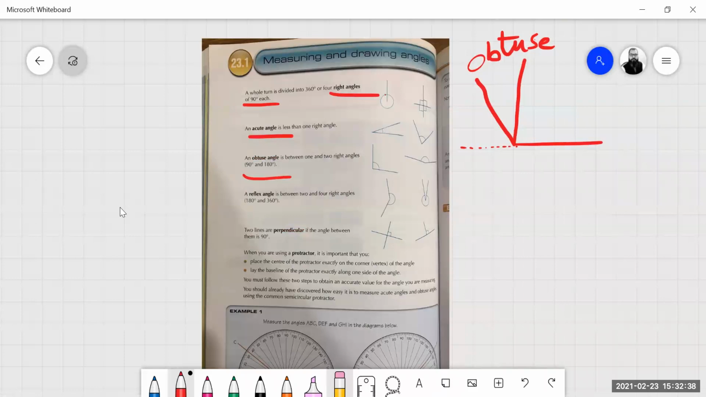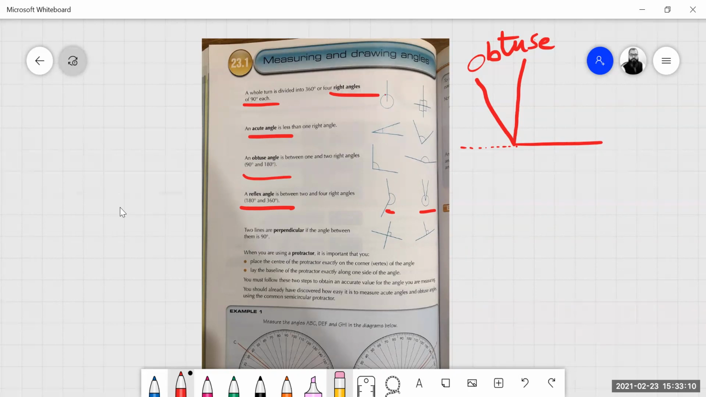A reflex angle is more than 180 degrees. Any angle which is more than 180 but less than 360 is called a reflex angle. Like this is an example of a reflex angle. All these diagrams you can see in your book also. This is the book page.